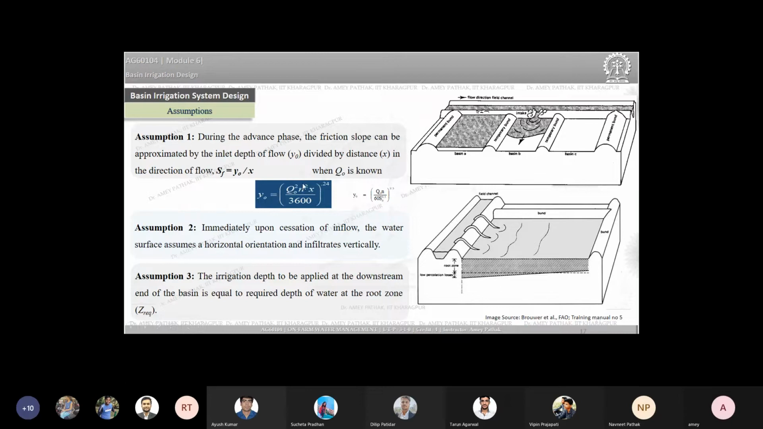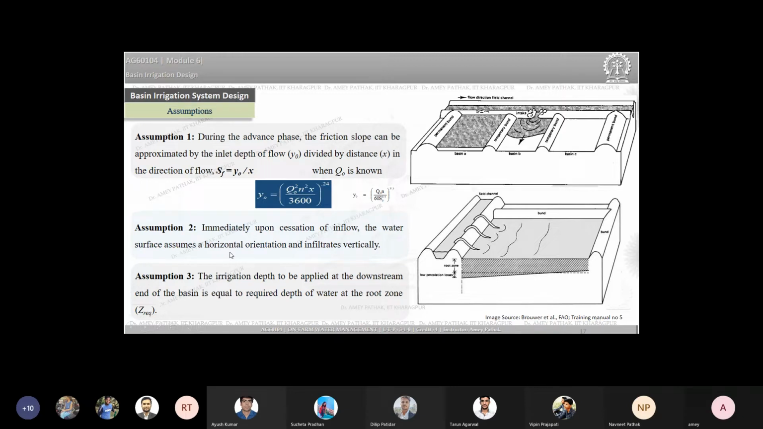So y naught is equal to q naught square n square x by 3600. This 3600 is a constant to convert the unit from second to hour, that kind of conversion, so don't bother about this one, but this is basically coming from q equal to av, where v is given by Manning's formula. Y naught is the depth at the inlet, and q naught is the discharge at the inlet at length 0.